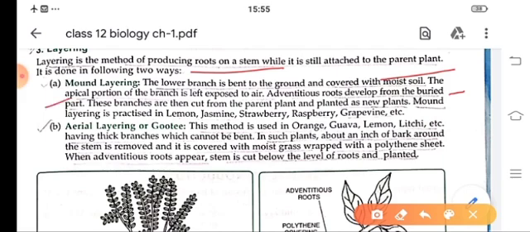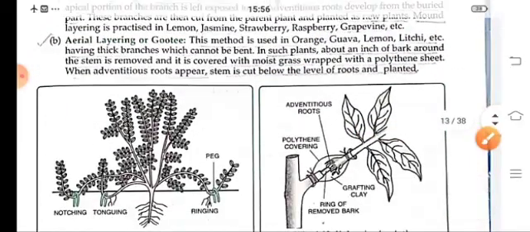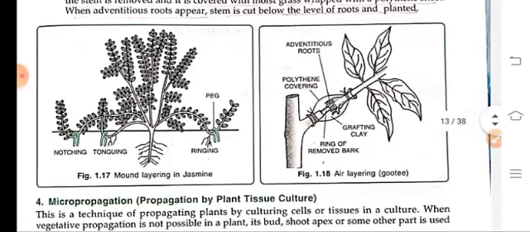In aerial layering or the guti, it is used in orange, guava, lemon, lychee, and they have thick branches which cannot be bent. So about an inch of bark is cut or removed from the stem and it is covered with moist moss, which is wrapped in a polythene sheet. When adventitious roots arise, the stem is cut below the level of roots and planted.